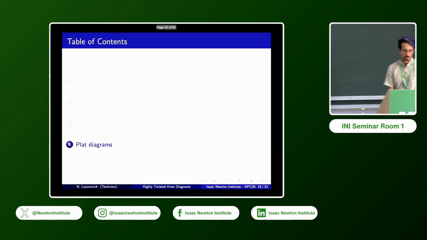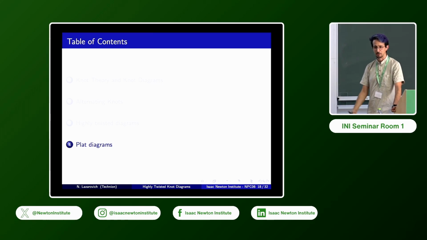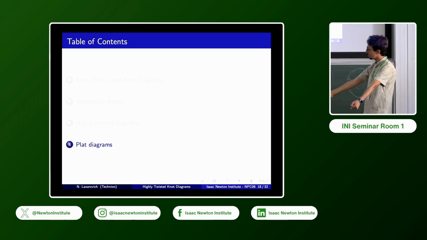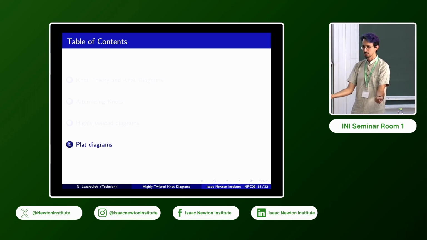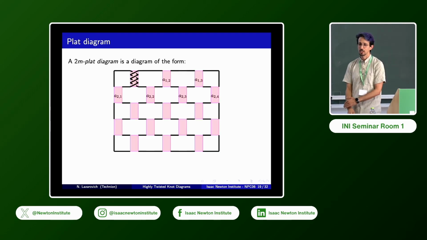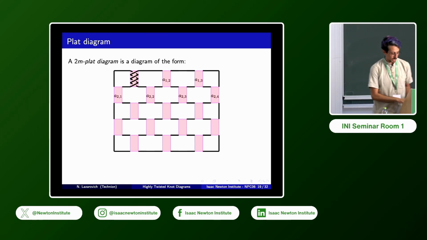Okay, good. So the next goal is rigidity. What we really want is to be able to tell, if I give you 2 diagrams which are highly twisted, can you tell whether they are the same knot or not? For this we'll restrict to a smaller family of knot diagrams, which are called flat diagrams.